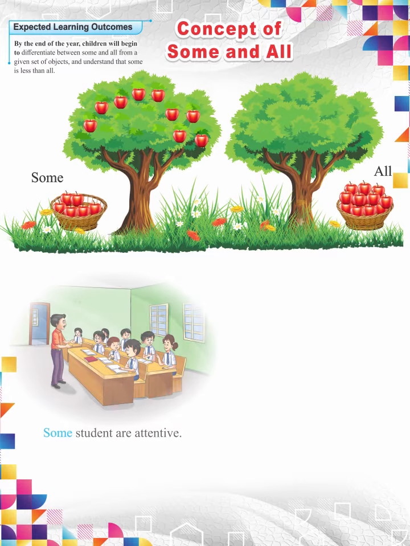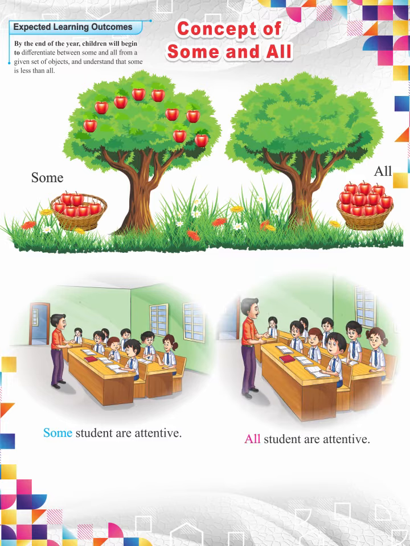You see, some students are attentive, some are talking. Some means a part of something. You see, all students are attentive. It means no student is talking or disturbing the class. All means total number of objects in a set.